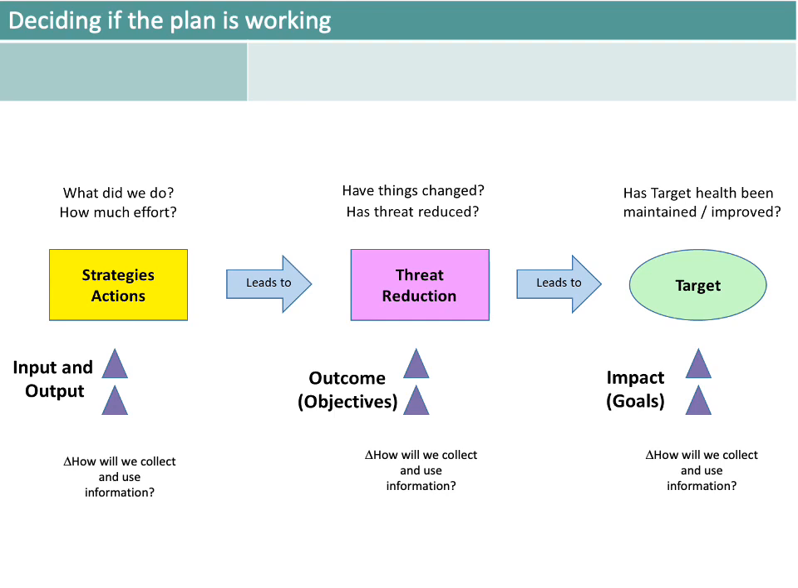Here are some of the key questions we might ask at each of those levels. When we're thinking about strategies and actions, we might ask questions like, what did we do? How much effort did it take? When we're thinking about results or outcomes, especially the threat reduction result, we're asking questions like, have things changed? Has the threat reduced? And when we're thinking about impact or reaching our goals, we're really asking, has target health been maintained or improved?